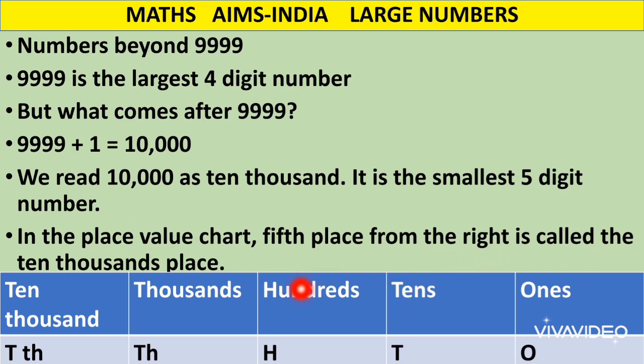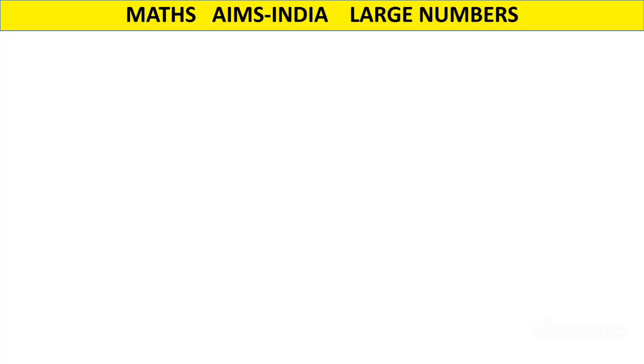Ones, tens, hundreds, thousands and 10,000. We have a new member in the place value chart who is 10,000s. And where does this 10,000 come? This 10,000 comes on the fifth place from the right side. Okay children, you have to remember this. A new member called 10,000 has been added to the place value chart. Ones, tens, hundreds, thousands and then comes 10,000s.